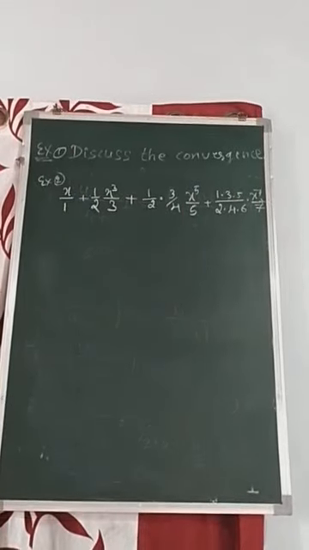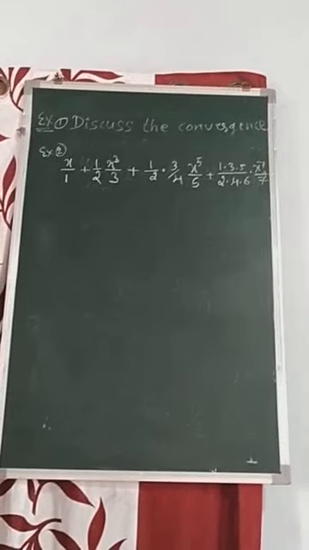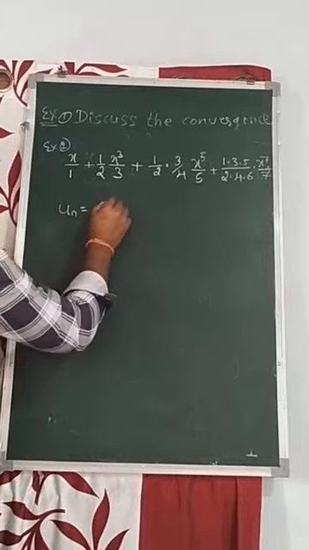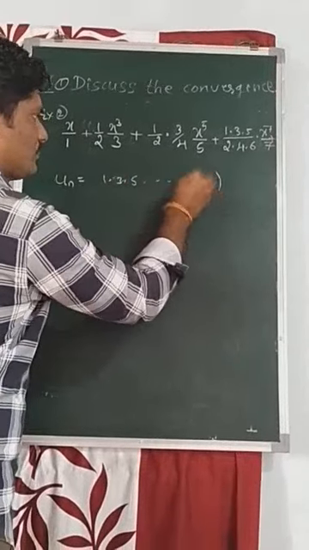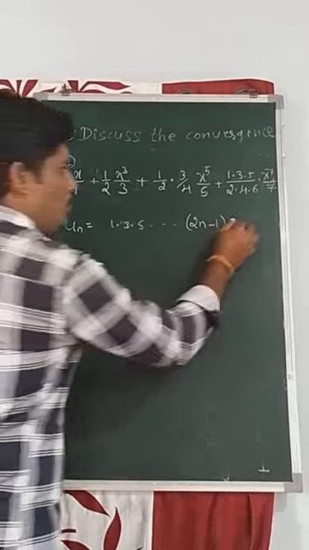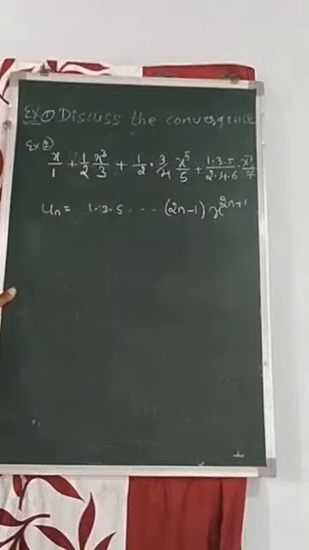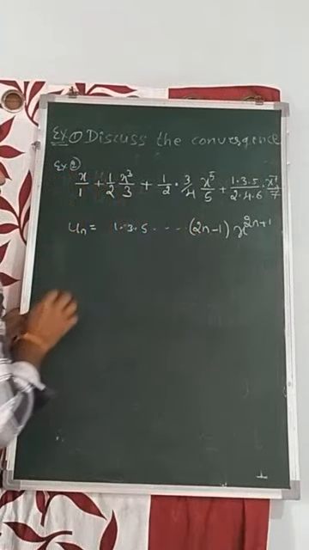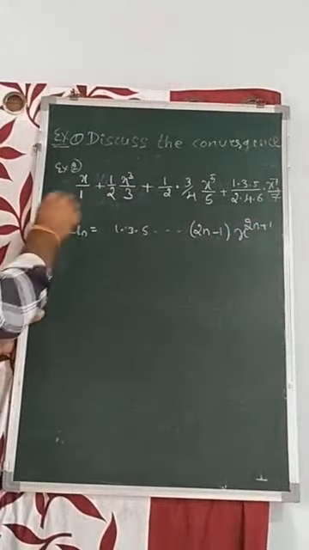Here also take first un and un plus 1, applying the D'Alembert's ratio test. D'Alembert's ratio test fails, next apply the Raabe's test. Here un, the nth term, is equal to 1 into 3 into 5, so on, 2n minus 1. Here also taking the one term x, that into x raised to 2n plus 1. Take n equal to 1: 2 into 1, 2 minus 1. Next, x equal to 1, 2, 3.